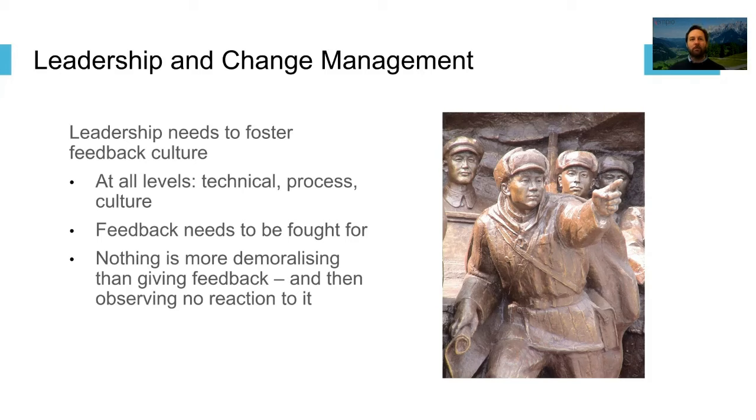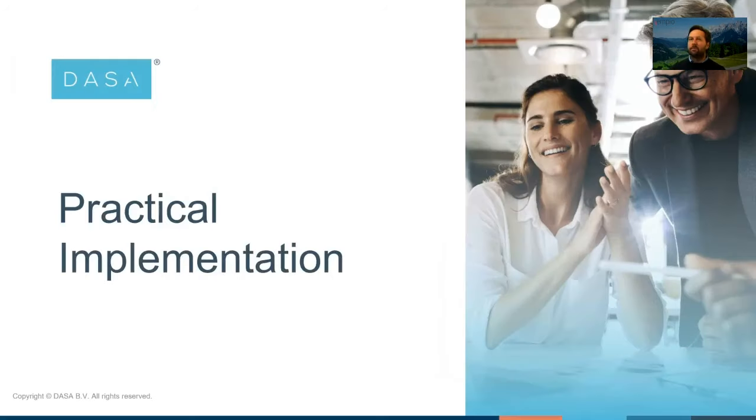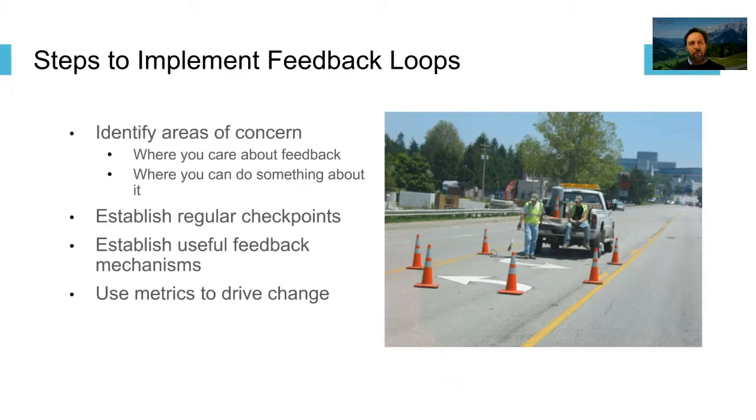Now, of course, that was a lot of theory. So how would you do this in practice? How could you go from a downstream organization to a cyclic, to an iterative organization? The first step is to find out what you actually care about. Like, what is important to you? What can you do something about anyway? And then find ways to establish regular checkpoints. Find ways to collect this feedback. Find ways to really drive feedback.